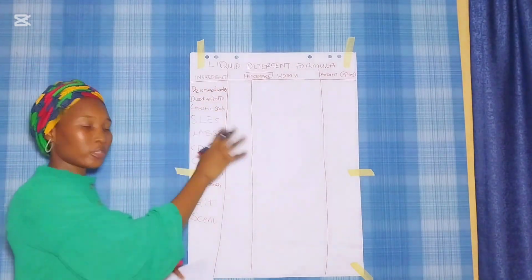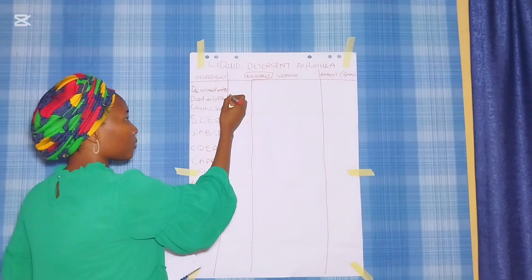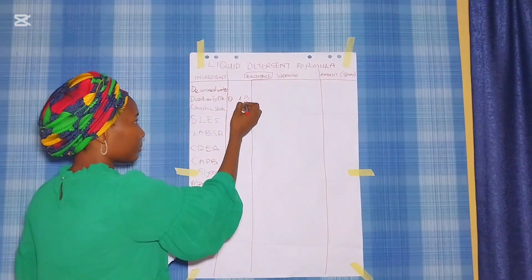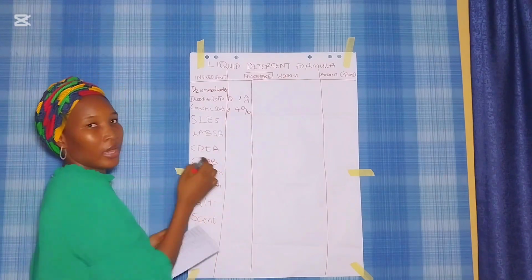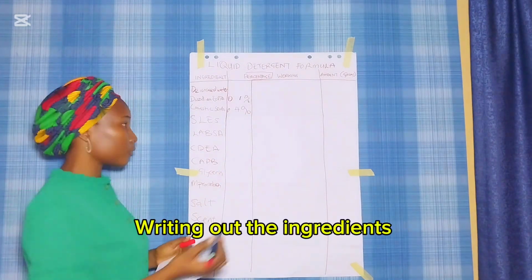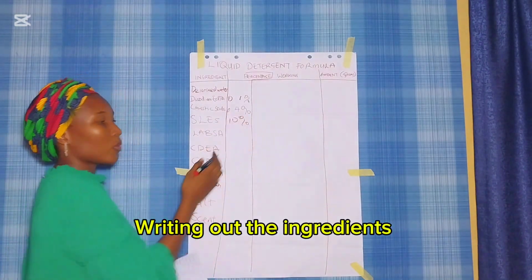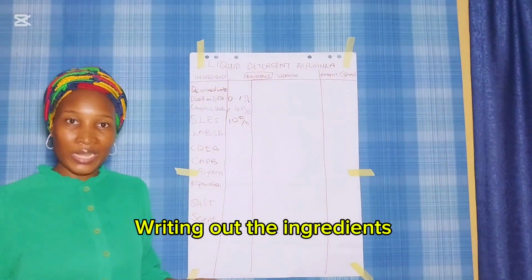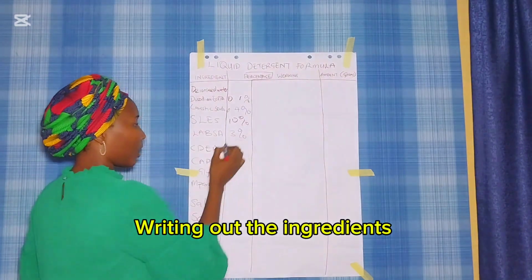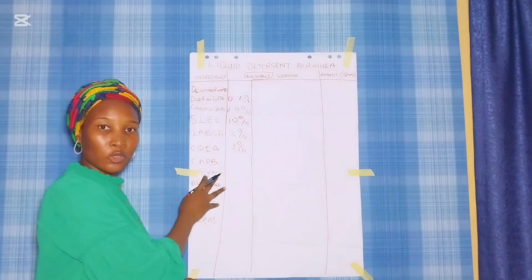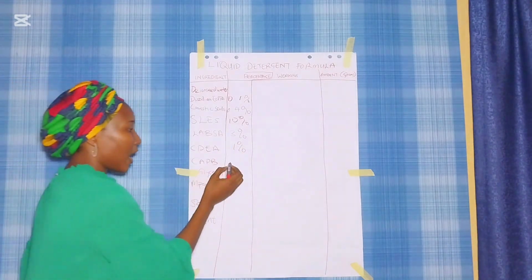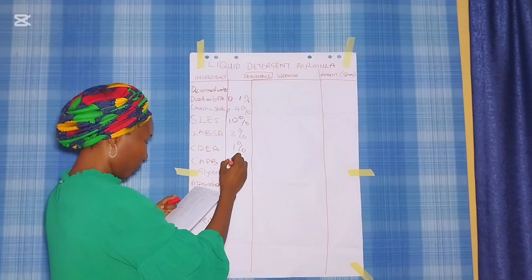So we're going to be using disodium EDTA at 0.1%, caustic soda at 0.4%, SLES, that is Texapon, we're using it at 10%. We're using LABSA, aka sulfonic acid, at 3%. We're also using CDEA at 1%. We're using cocamidopropyl betaine, that's CAPB, at 4%.